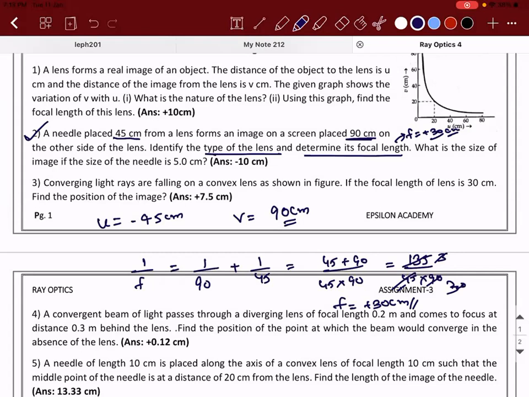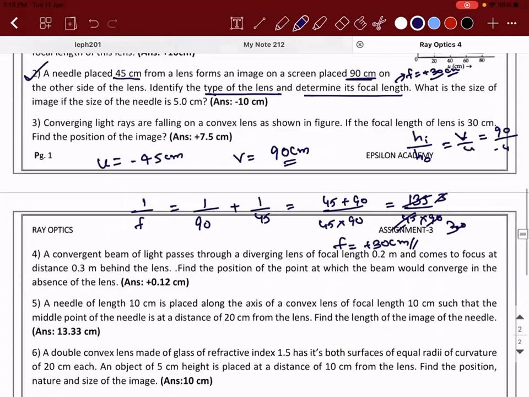The size of the image formed is v by u. The size of the image means height of the image, so that will give us magnification. Height of the image by height of the object is v by u. So v is 90, u is minus 45. Height of the image is what you need to find, divided by height of the object. They didn't give it, so the needle size is 5 centimeter. This goes 2 times. So height of the image is minus 10 centimeter. Minus indicates that it's a real and inverted image.